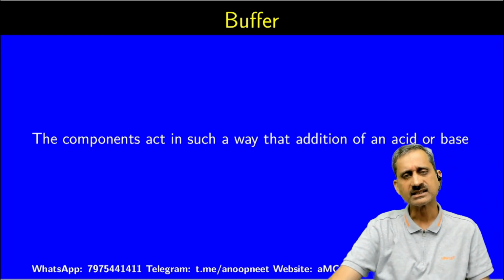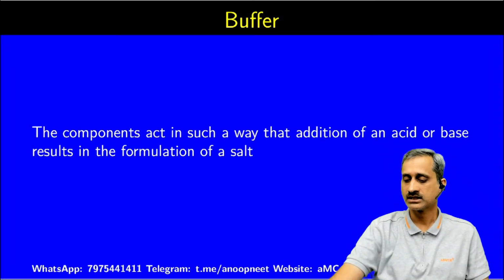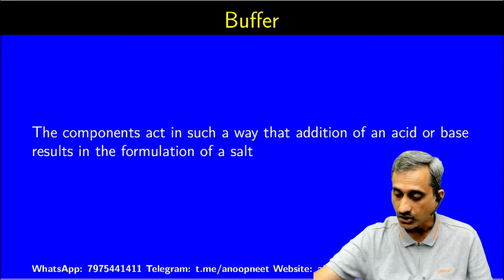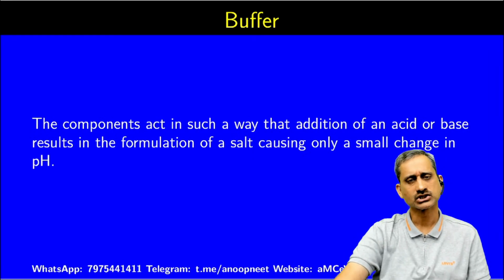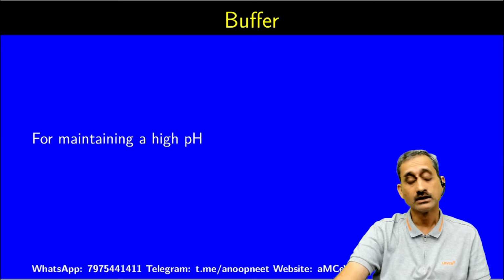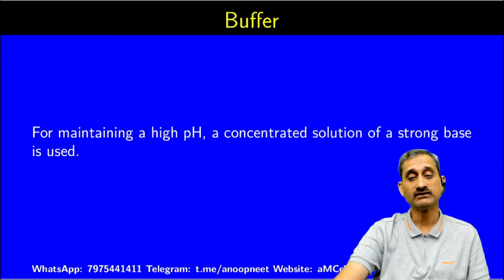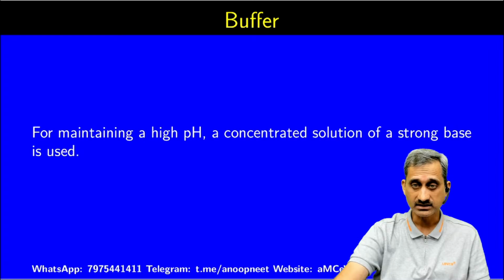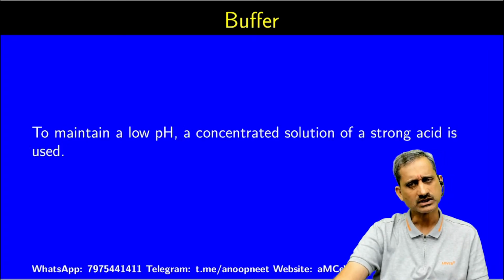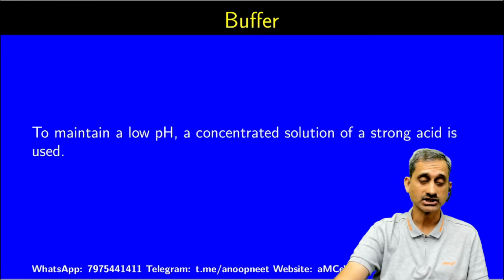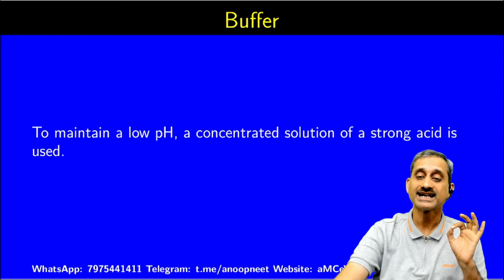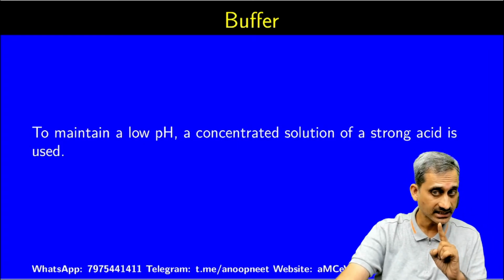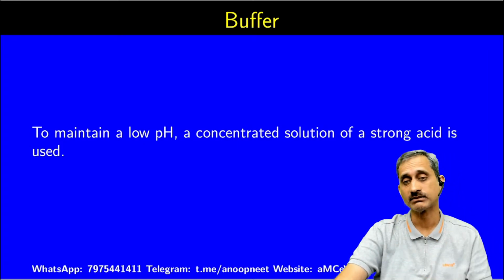The components act in such a way that addition of an acid or a base results in the formation of a salt. Acid डालो तो भी और base डालो तो भी a salt will be formed, causing only a small change in pH. ठीक है, बहुत ज्यादा pH अगर मेंटेन करना है तो we can even use a pure strong base, और अगर बहुत लो pH यूज करना है तो concentrated solution of strong acid is also used. हमारे जो बॉडी है उसके अंदर 0.1 मोलर हाइड्रोक्लोरिक एसिड है, वीक एसिड नहीं है हमारी बॉडी में, and that hydrochloric acid is acting as a buffer to maintain the pH.